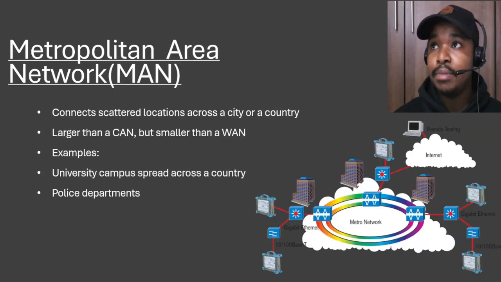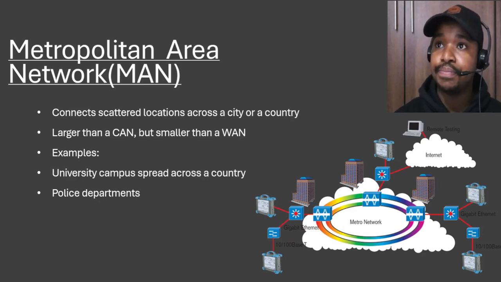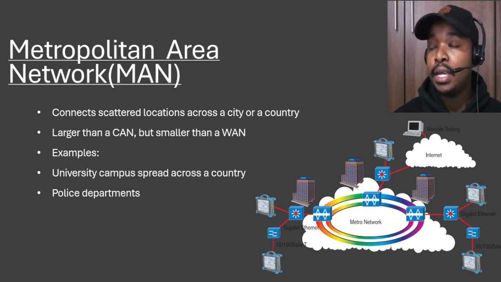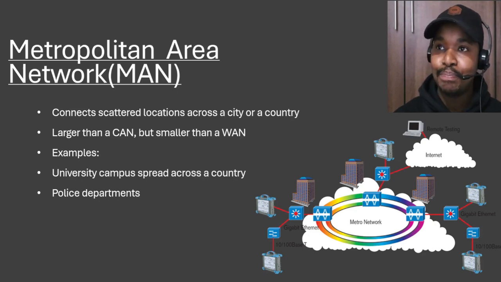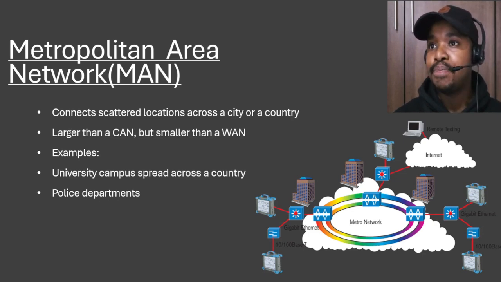And then when we look at the metropolitan area network, it connects scattered locations across a city or country. It's larger than a campus area network, but smaller than a wide area network. So examples would be a university campus spread across a country, or a police department. We know that they are widely scattered across a country. So for example, let's say you're looking at a university like Nelson Mandela University. It has campuses across the country.